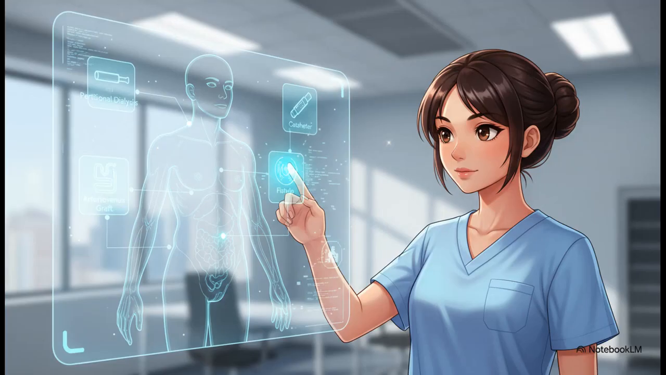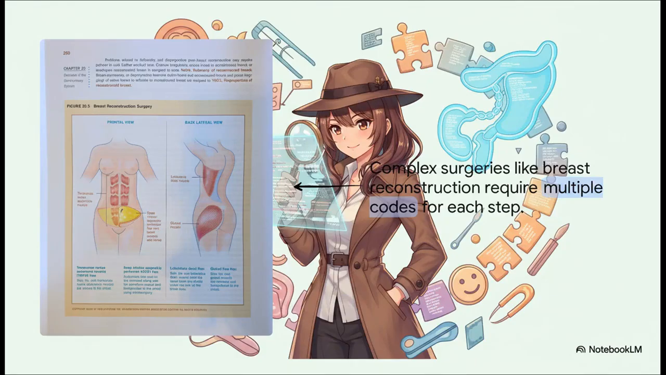And dialysis isn't specific enough, not by a long shot. How is the patient getting it? Is it peritoneal dialysis? Is it hemodialysis? If it is hemodialysis, is it through a catheter, a graft, or a fistula? Every single one of these methods for accessing the bloodstream is a different procedure, and each requires a completely different code. This whole principle extends to incredibly complex surgeries too, like breast reconstruction.